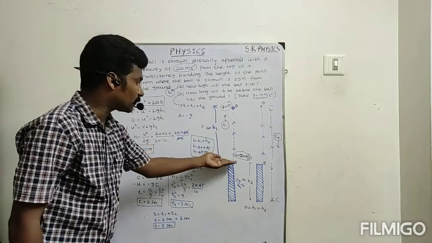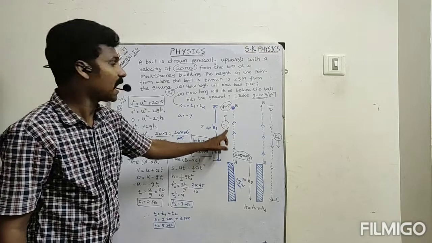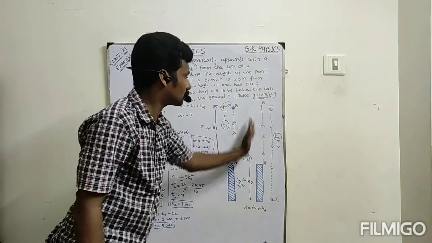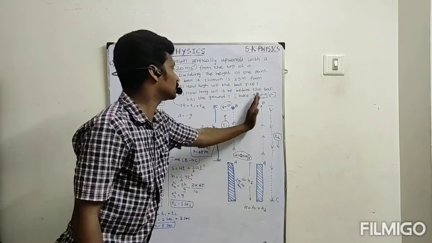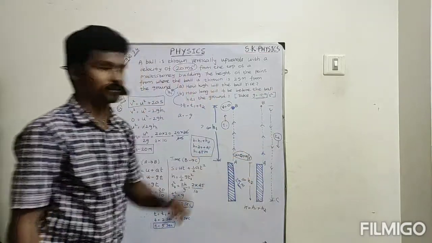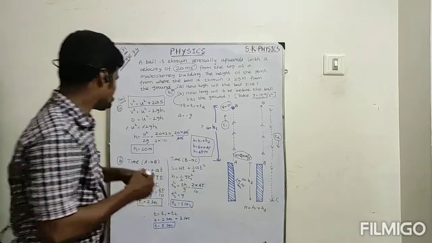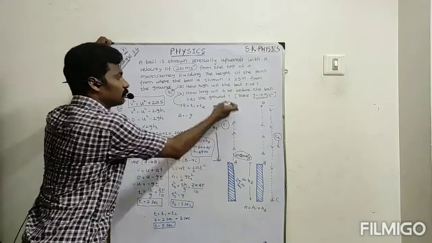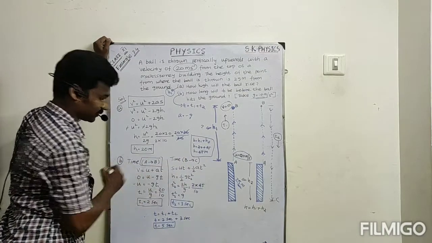So from A point to B point, I take the time as T1. After that, the ball goes from B point to the ground. For your understanding, I put one more diagram. So A to B is T1, then B to C is T2. So the total time is T1 plus T2. First I can calculate T1. So how to calculate T1? From A to B, what about the time period?